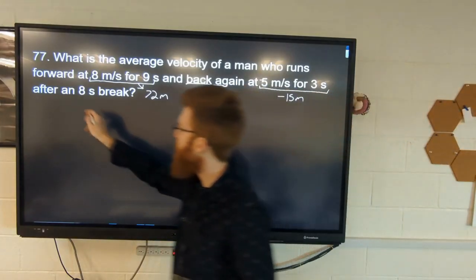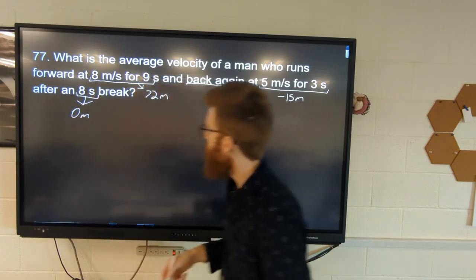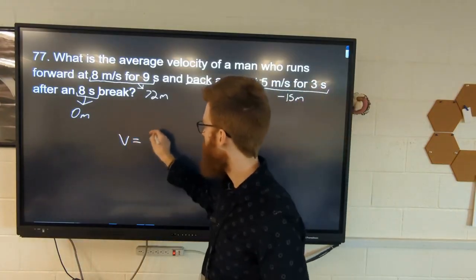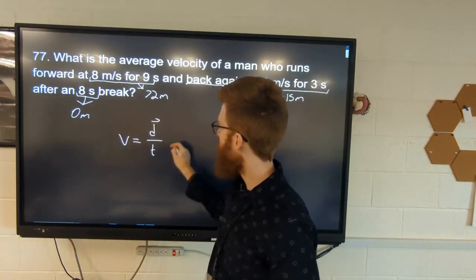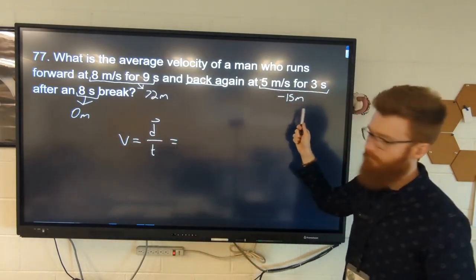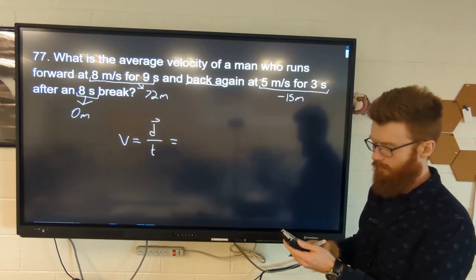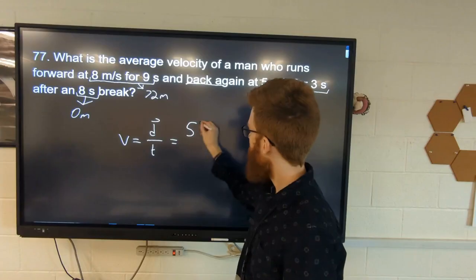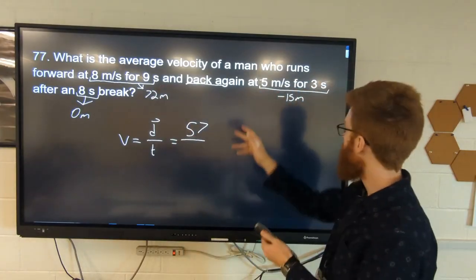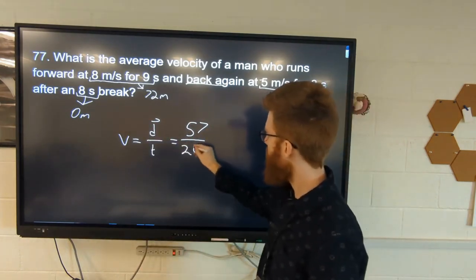And he did take an 8-second break. During that break, he didn't go anywhere. Just taking a break. So there's our three displacements. Since we're looking for average velocity, we just need our total displacement divided by our total time. So I'll do 72 plus 0 minus 15. Gonna double check that in my calculator just so I don't make a simple arithmetic mistake. 57. For the total time, we got 9 seconds plus 3 seconds plus 8 seconds for a total of 20.